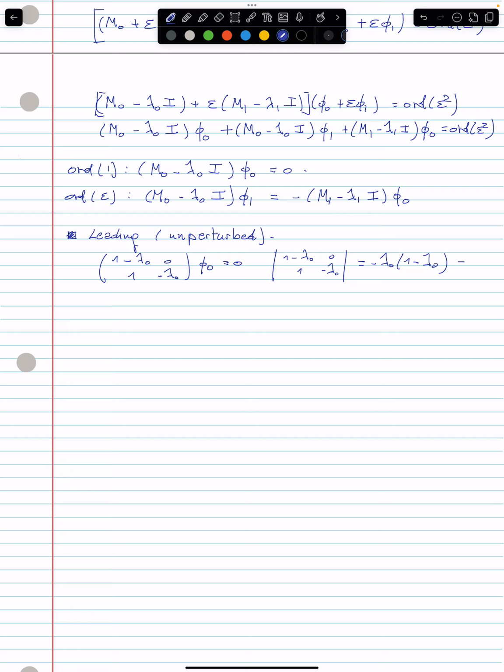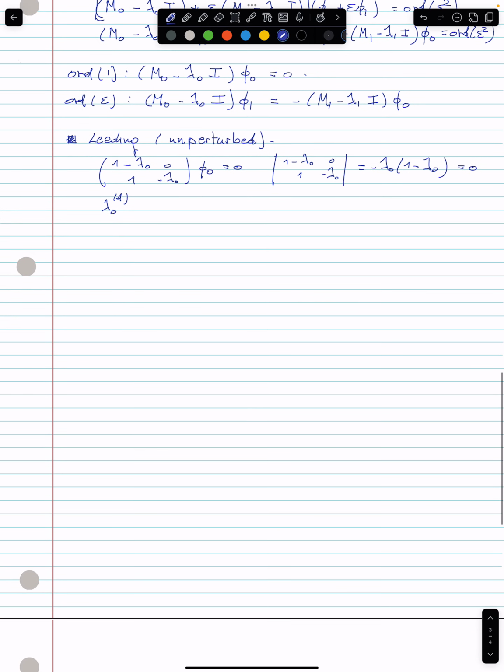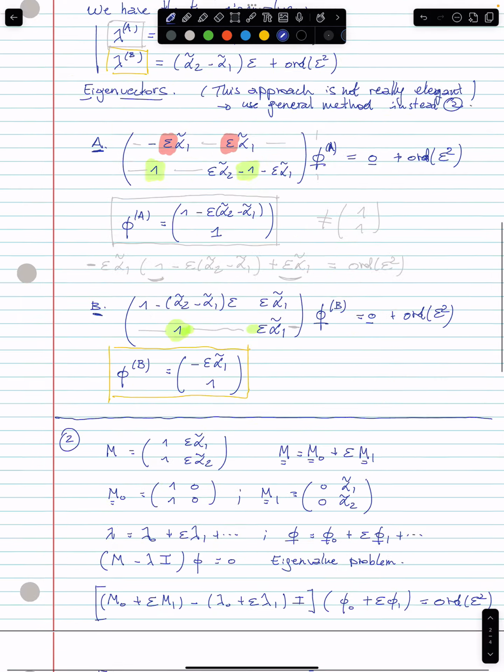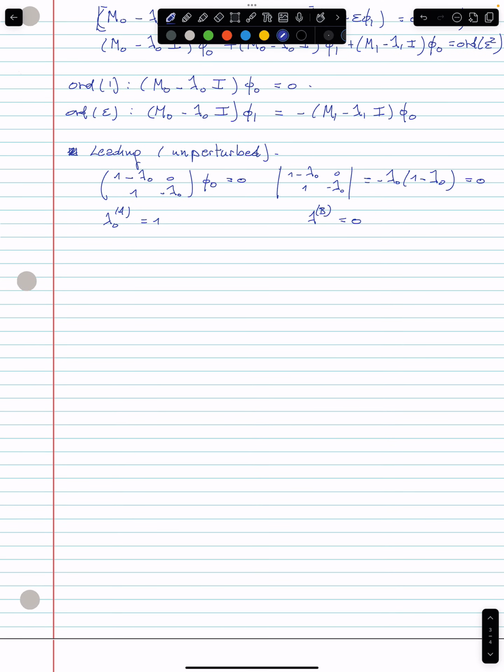So that's what we have. This determinant is equal to 0. And so again, of course, we recover lambda A, the first one, equal to 1, and lambda B equal to 0. That's at leading order. Lambda A, I'll just use the same color code, is in gray, and lambda B is in yellow. So same and same.